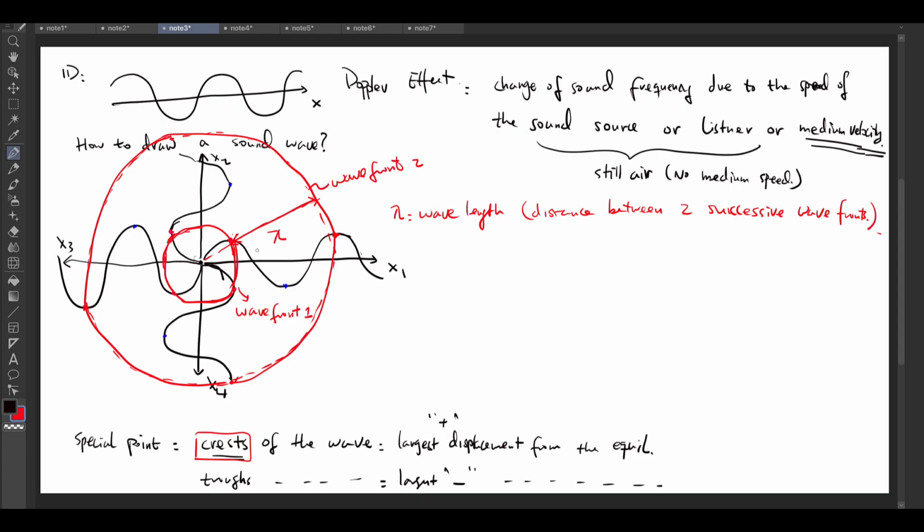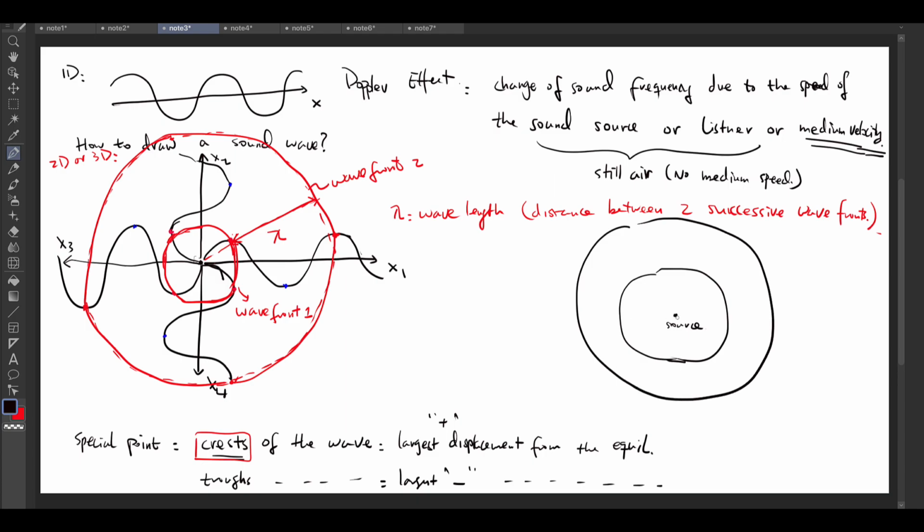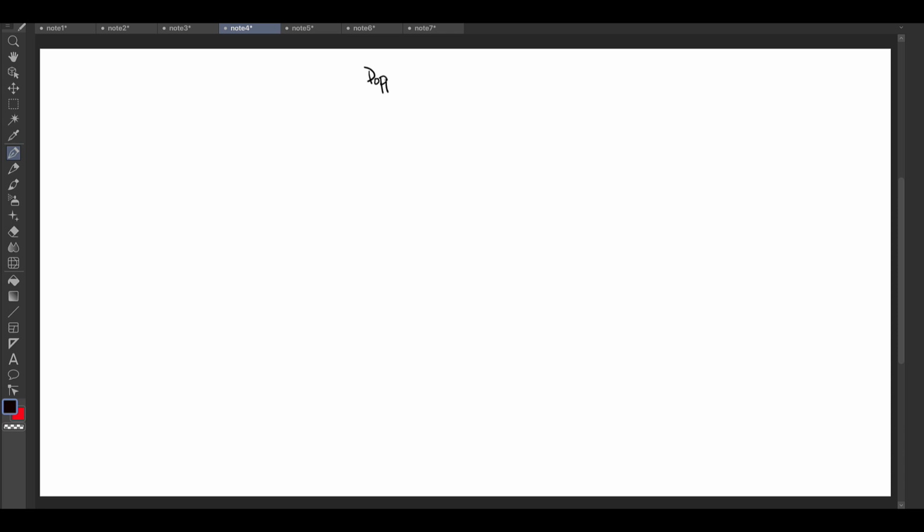So that's why in the future, when we draw either 2D or 3-dimensional traveling waves, we're going to just draw their crest, just draw their wavefronts. So here's an example. Let's say the wave source is here, and then we draw the first circle around the center, and then a second circle, and so on. You have a third circle, and all this distance between the successive two wavefronts is lambda. Okay, so that's important because we need to use this kind of diagram to talk about the Doppler effect. Okay, so now let's talk about the Doppler effect.